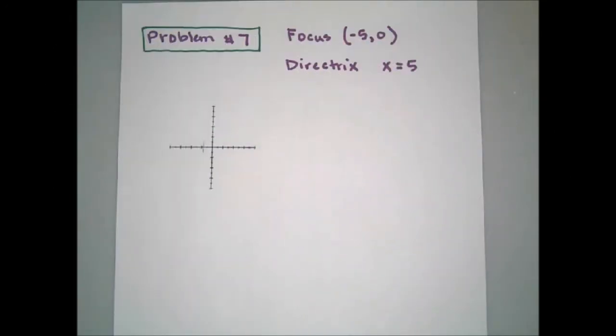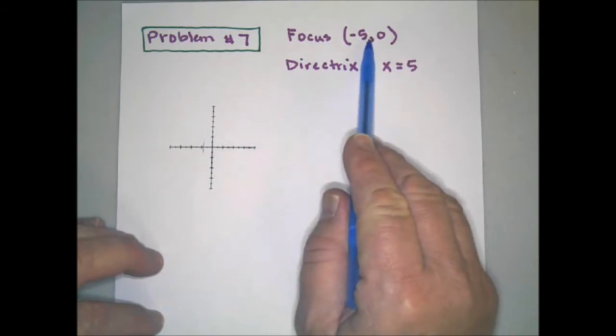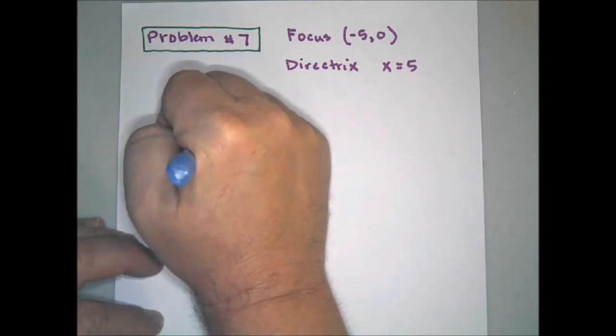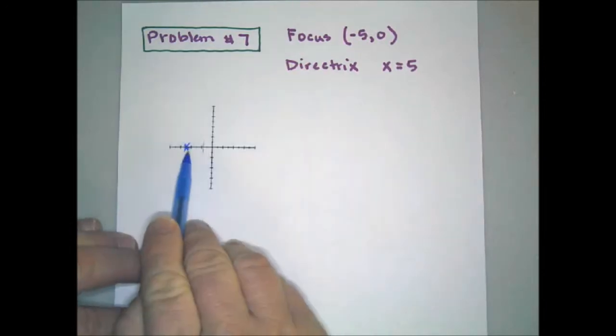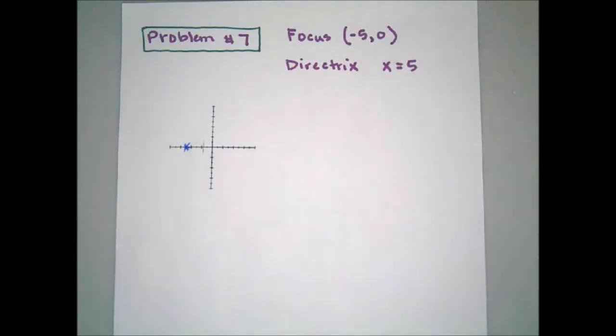In the previous video, where I did some problems from review number 1, I did a problem similar to this, but the focus and the directrix didn't put the vertex of the parabola at 0, 0. This one does, so this is actually going to be an easier problem. We know the focus is at -5, 0, so let's mark that. -1, -2, -3, -4. Here's -5, 0. Right there. The directrix is at x equals +5.